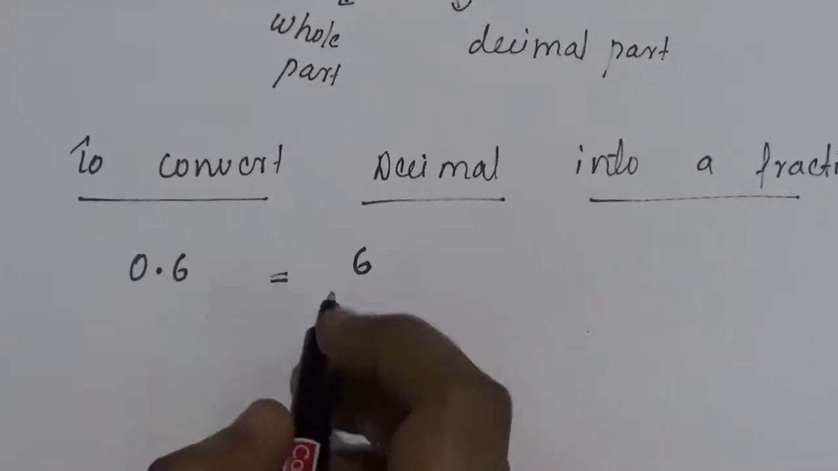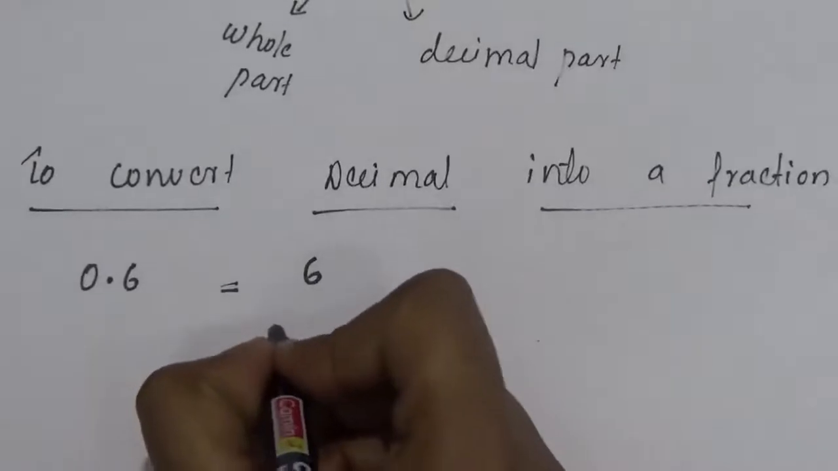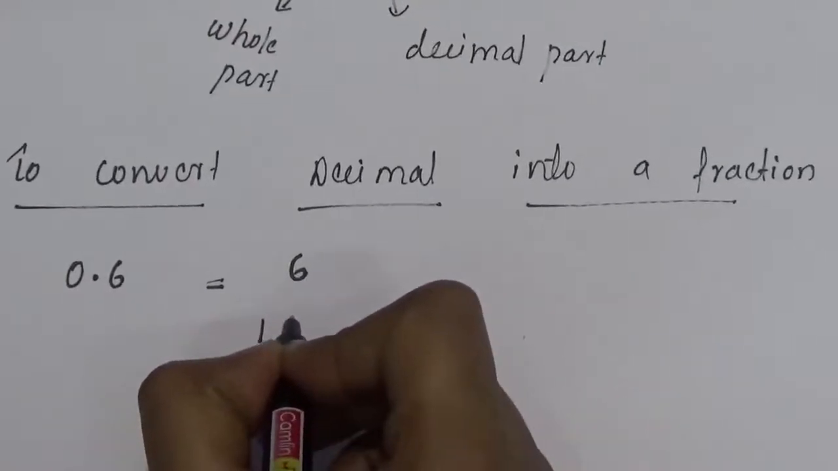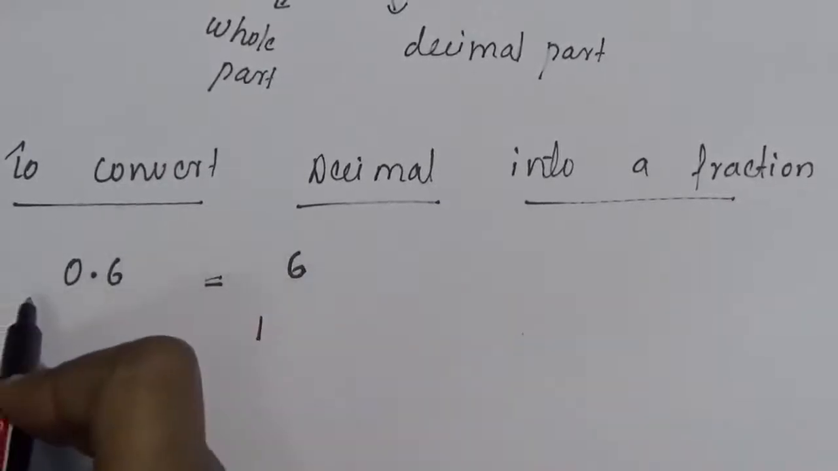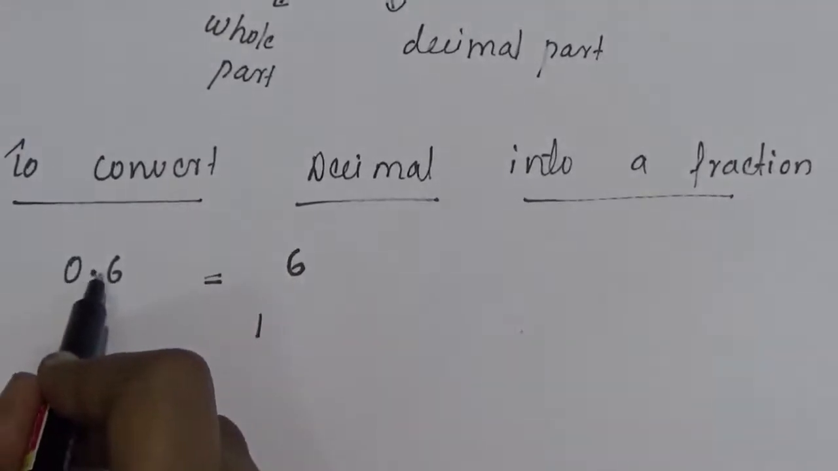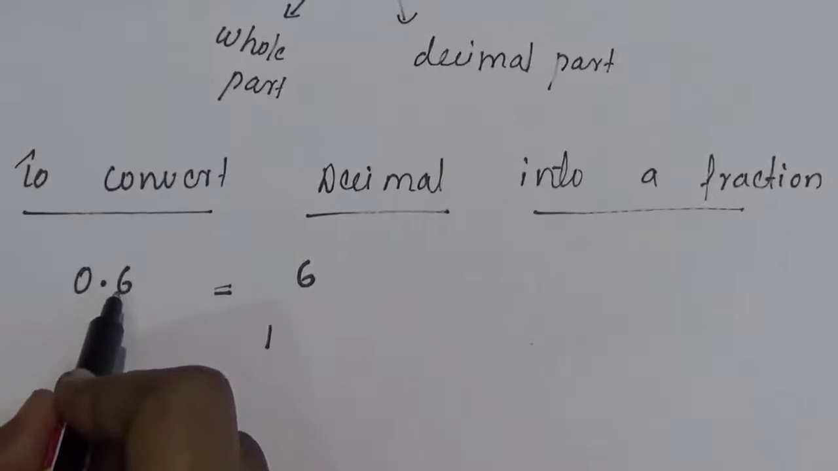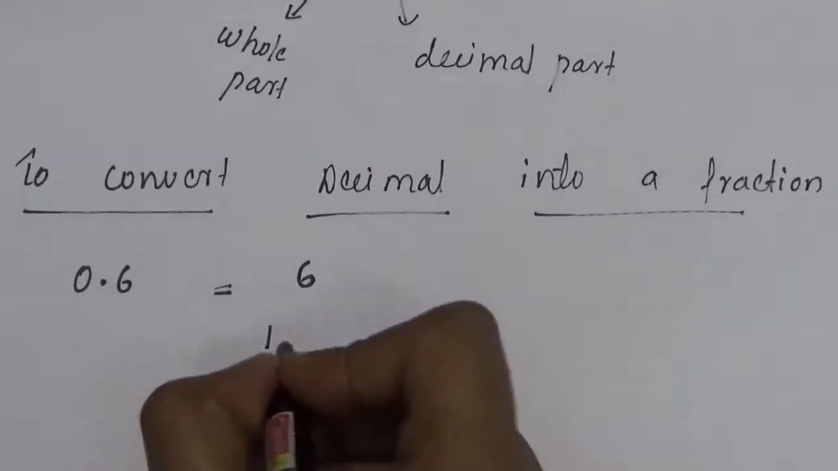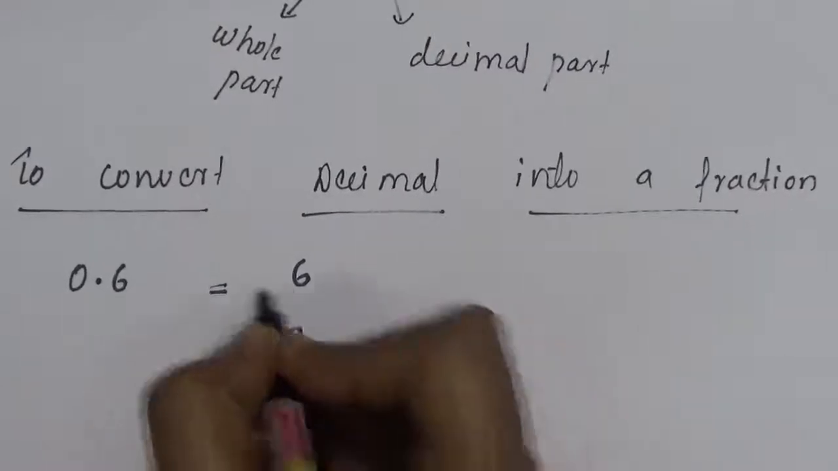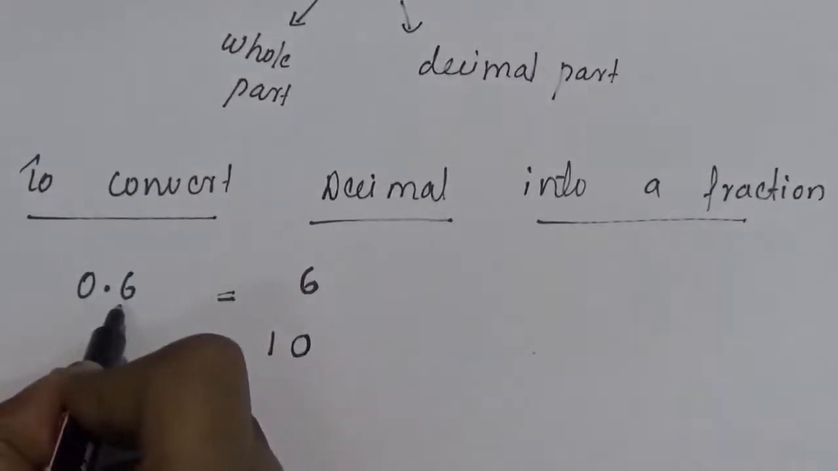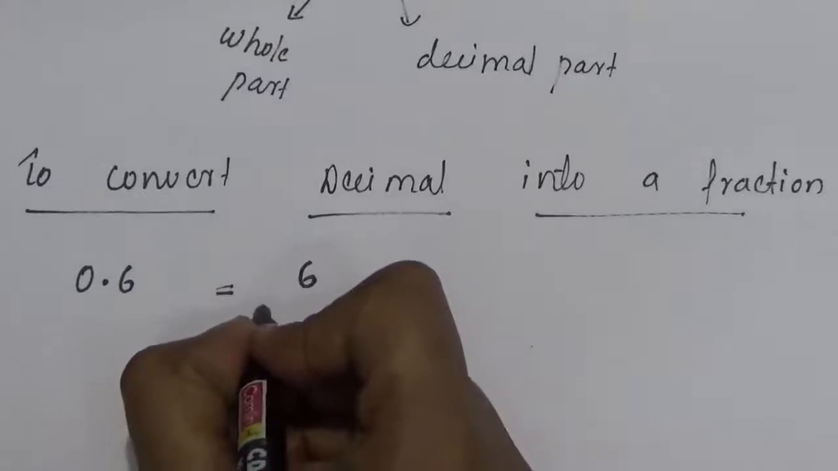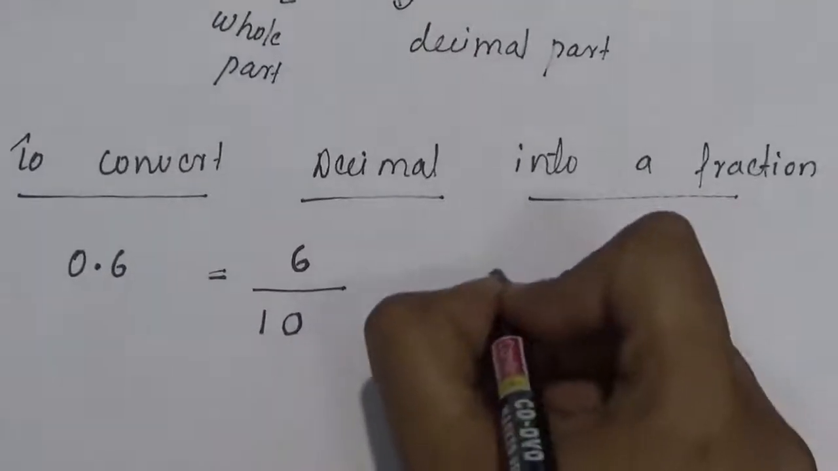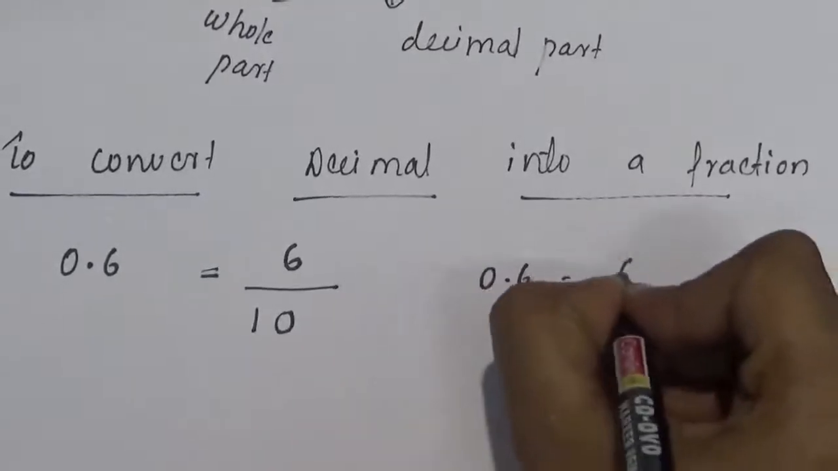Now write 1 followed by as many zeros as the number of decimal places. You can see that the number of decimal places is 1. So write 1 followed by one zero, that is 10, as the denominator because there is only one decimal place. So we get 6 by 10. So 0.6 is equal to 6 by 10.